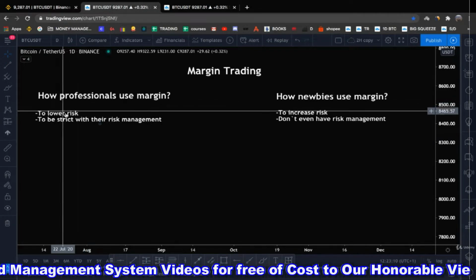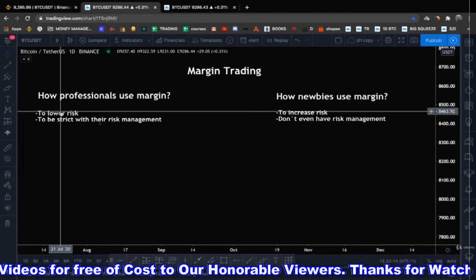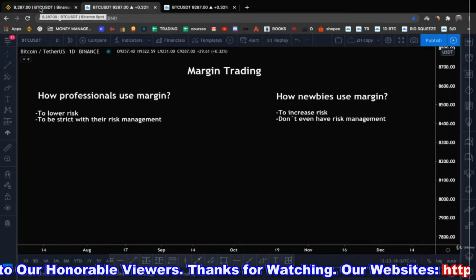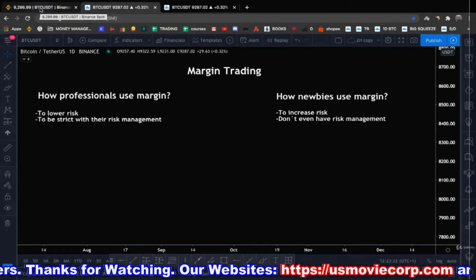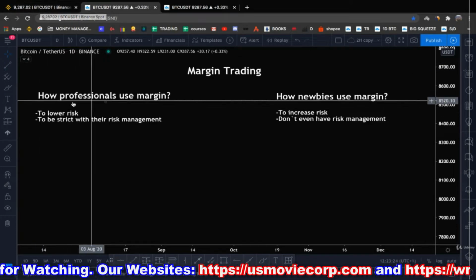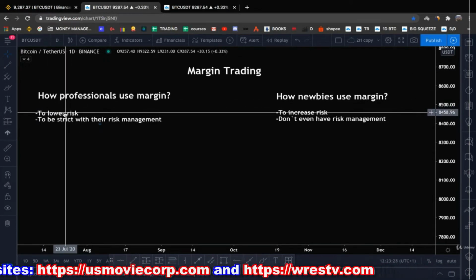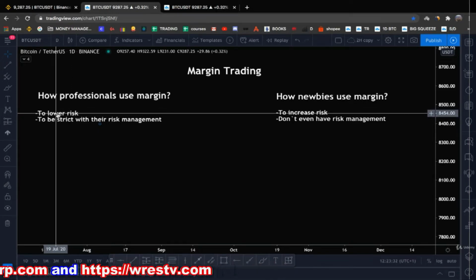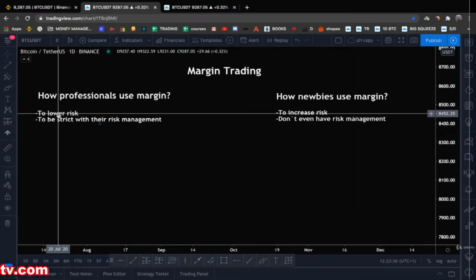And this is how they lower their risk, and this is why they use margin trading. Because when they keep 20,000 on Binance, they will still be able to trade with 100,000. They will borrow the other 80,000 from Binance, right? They will still use margin trading, but they are doing it in a manner to lower their risk. They still have 100,000 trading capital, but they keep only 20,000 to lower their risk.